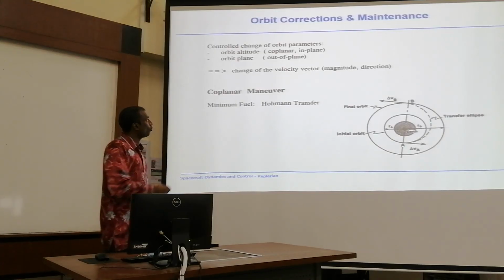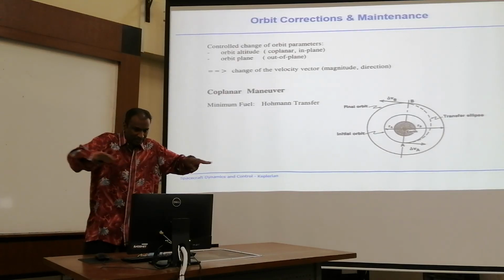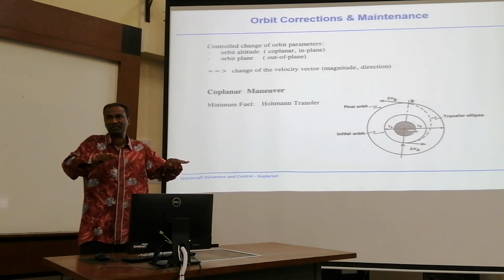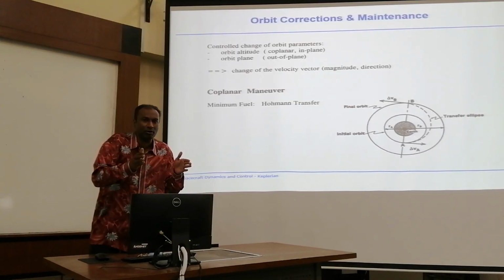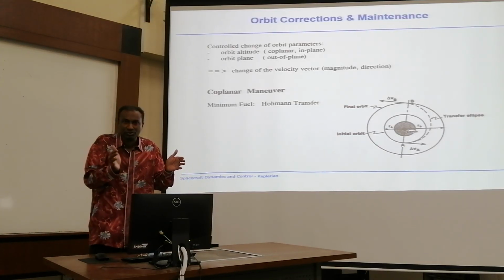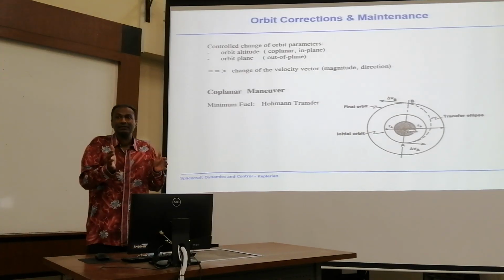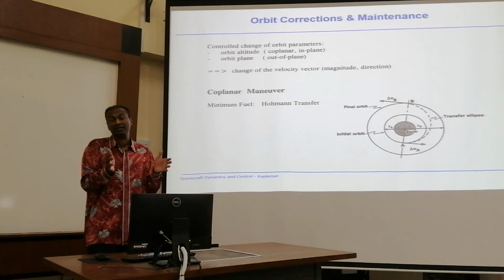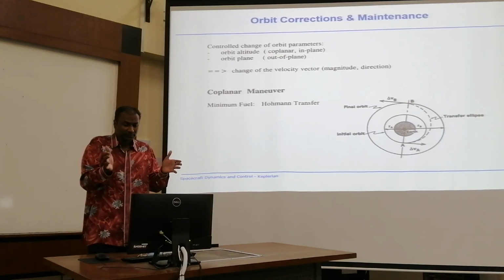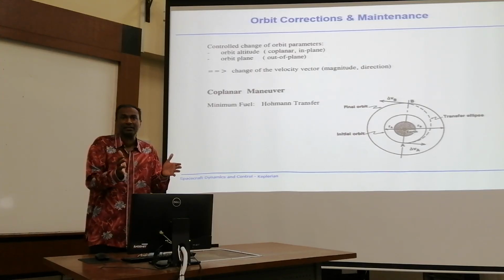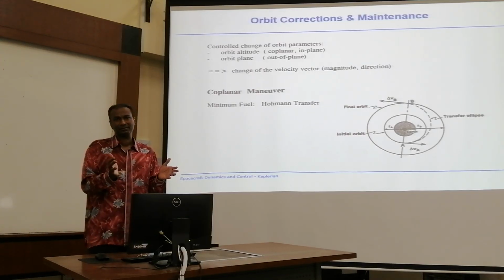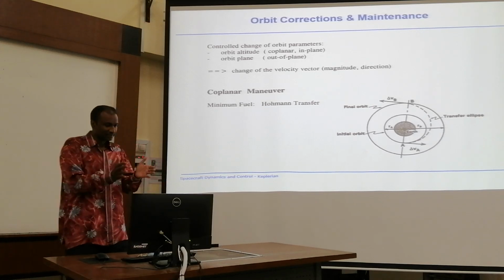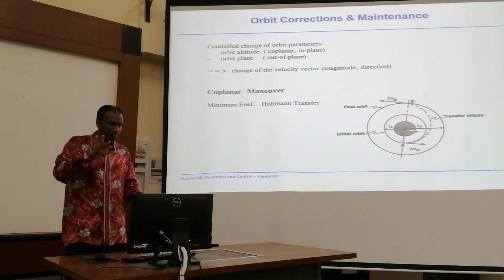Okay? Then coplanar is basically in plane. It is this one. Change of eccentricity. Let's say it's supposed to be a circular orbit, it becomes an eccentric orbit, then you need to change it. Or it is supposed to be a circular orbit, it becomes almost like an elliptic orbit, then you need to correct it. Okay? So this is actually in plane and out of plane.